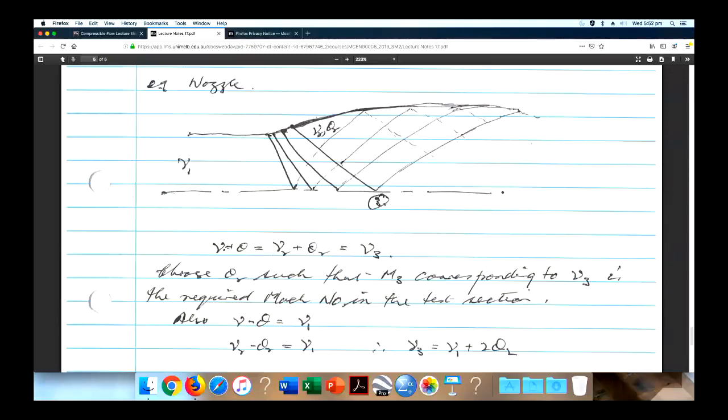The method of characteristics is the way it's done. People want to avoid shock waves in this nozzle. And how do they do it? They calculate it by the method of characteristics, so they don't get a shock wave.